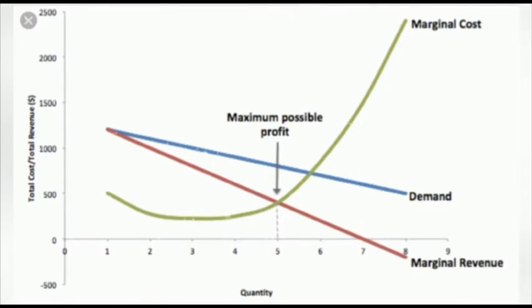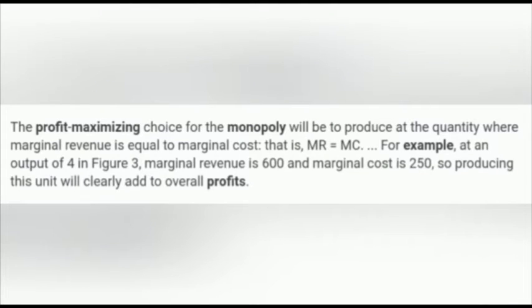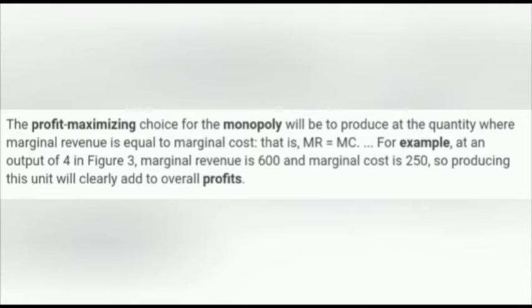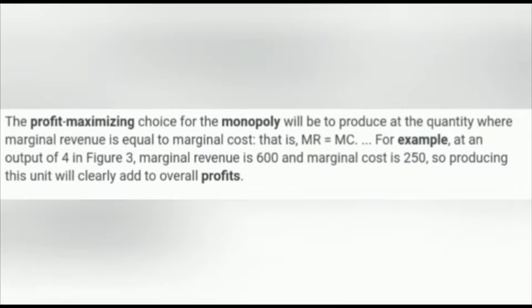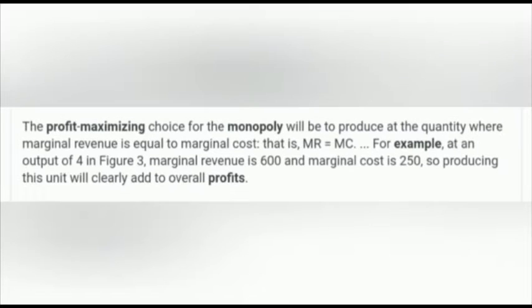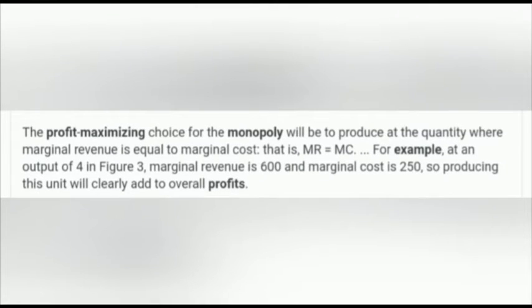This is the monopoly profit maximization example. The profit maximization choice for the monopoly will be to produce at the quantity where marginal revenue is equal to marginal cost, that is MR equals MC, for an output in figure 3. Marginal revenue is 600 and marginal cost is 250. So producing this unit will clearly add to overall profits.